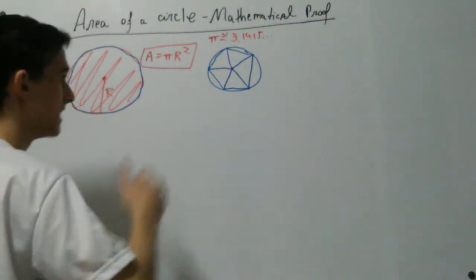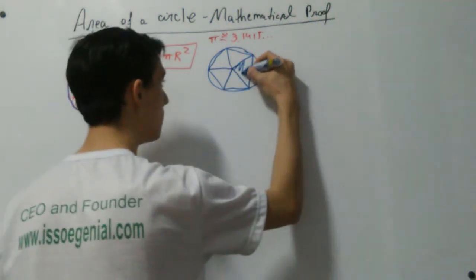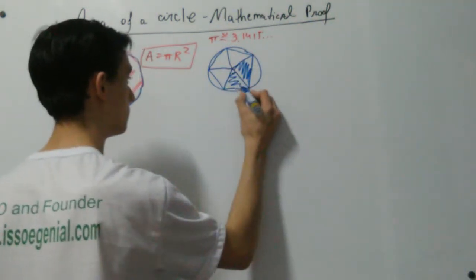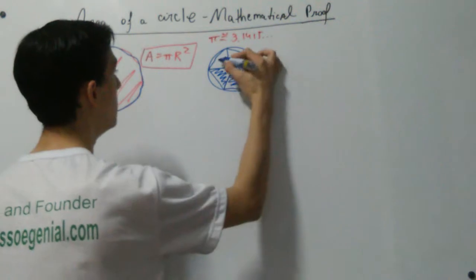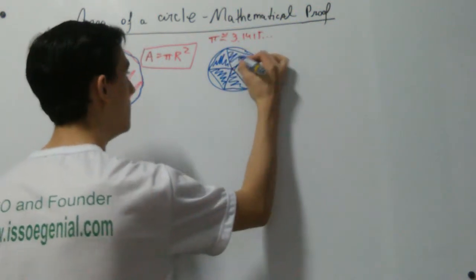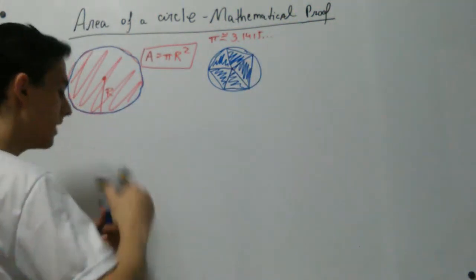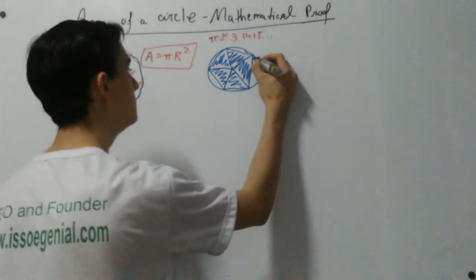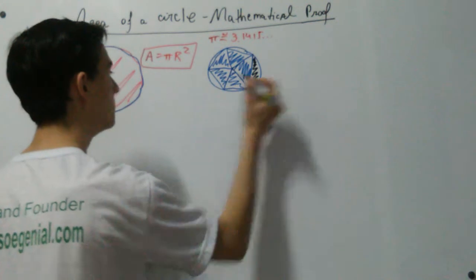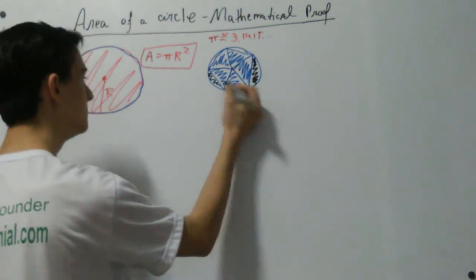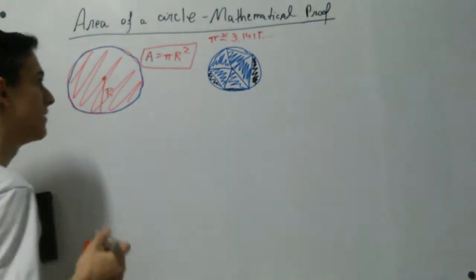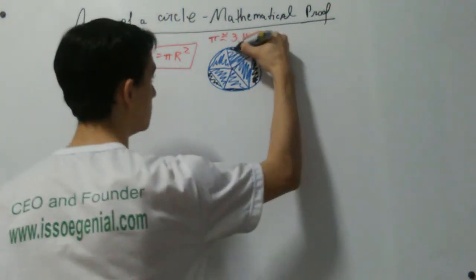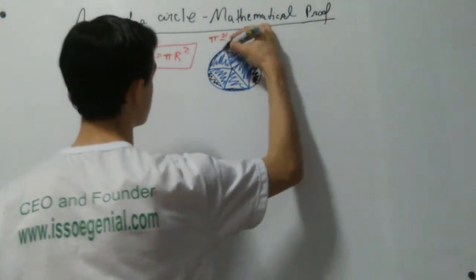And notice that if we calculate the area of the triangles and add them up, we are not going to get the area of the whole circle. Why? Because we're not counting this difference here. There is a difference between the area of the triangles and the area of the circle.